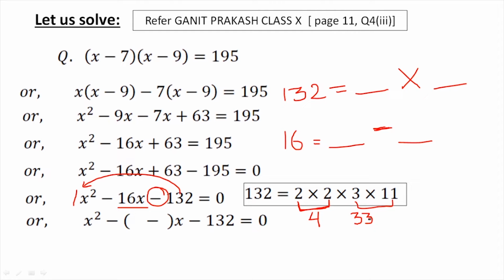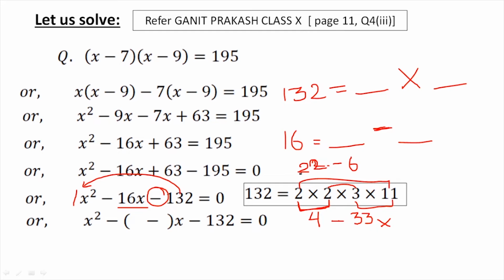Now I'll try to subtract this. 33 minus 4, is it 16? It is not 16, so this is not working. So we'll try the next combination. What if I keep 2 and 11 together? So 2 into 11 is 22, and 2 into 3 gives us 6. So one is 22 and the other one is 6. When I subtract this, will I get 16? 22 minus 6, the answer is 16.